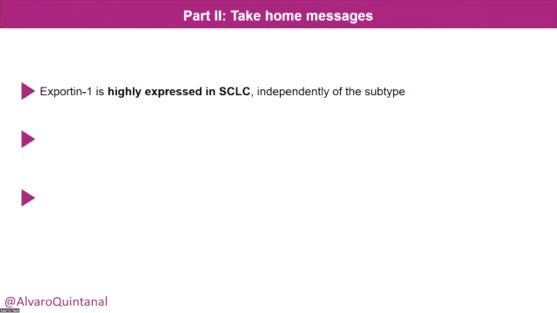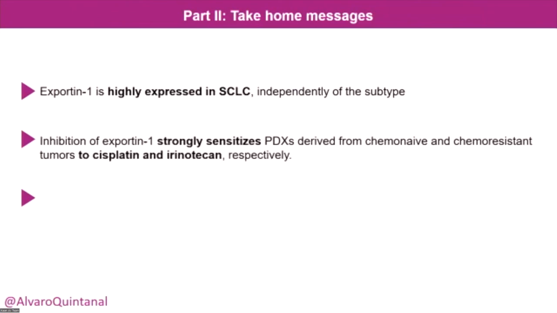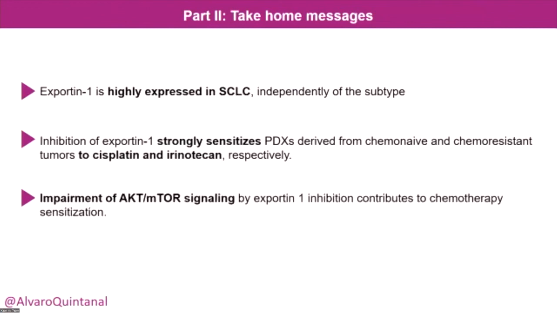So the take-home messages of this part are that exportin 1 is very highly expressed in small cell lung cancer, which suggests that it's an interesting therapeutic target for pretty much every small cell tumor. When we inhibit exportin 1, this strongly sensitizes small cell lung cancer tumors to chemotherapy, and the response is way better than the current standard of care. And this mechanism seems to be mediated by the impairment of AKT-mTOR signaling that happens after treatment with chemotherapy.